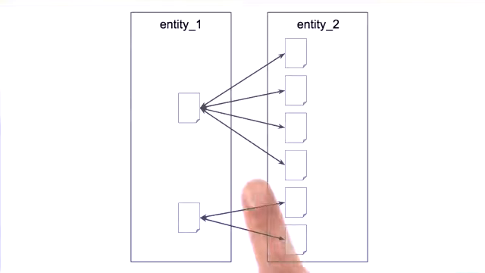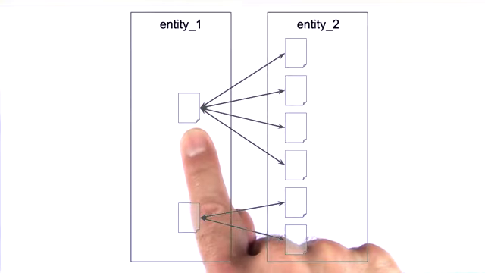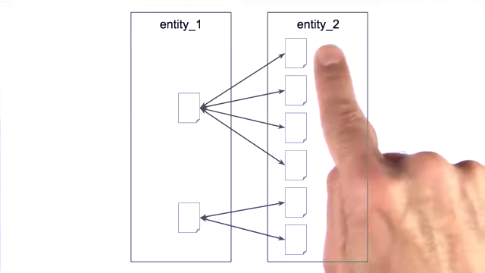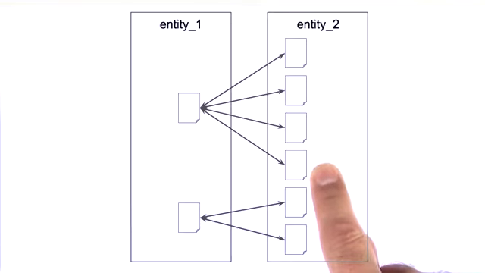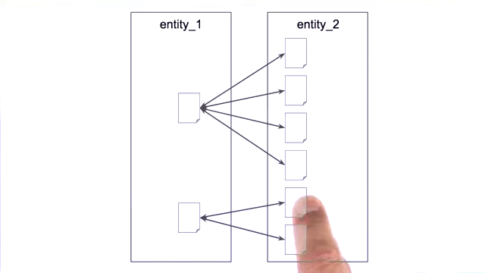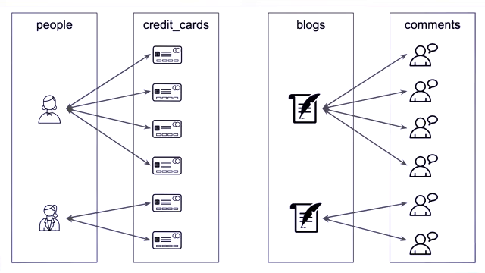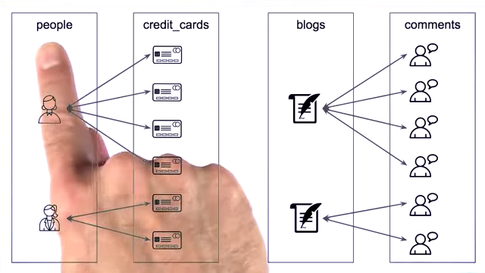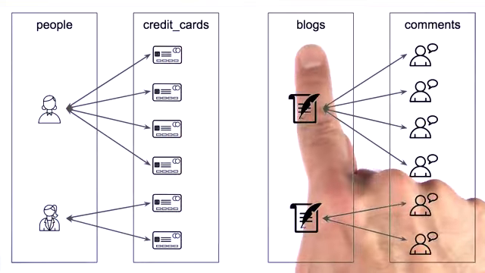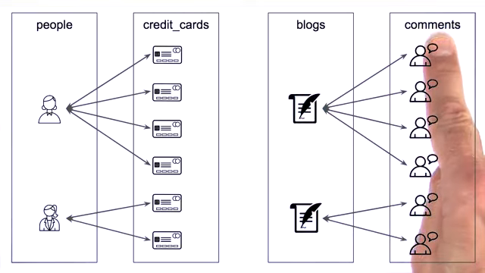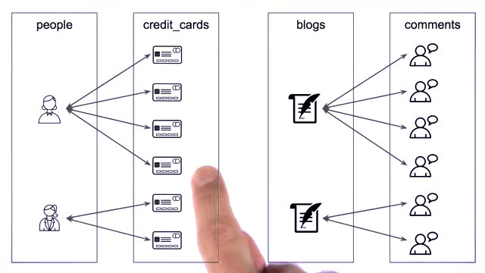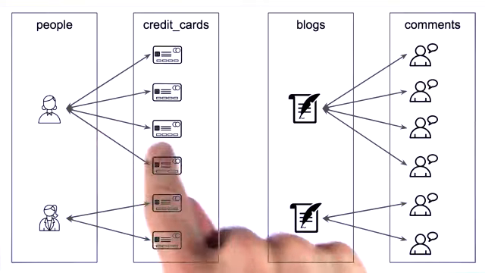A one-to-many relationship means that an object of a given type is associated with n objects of a second type, while the relationship in the opposite direction means that each of the objects of the second type can only be associated with one object on the one side. As an example of this relationship, we use a person and their credit cards, or a blog entry and its comments. A person has n credit cards, but each of these credit cards belongs to one and only one person.